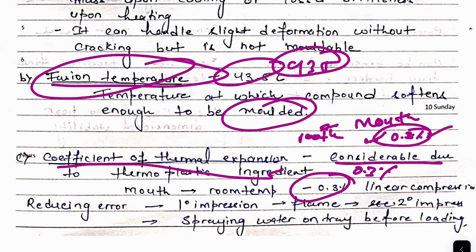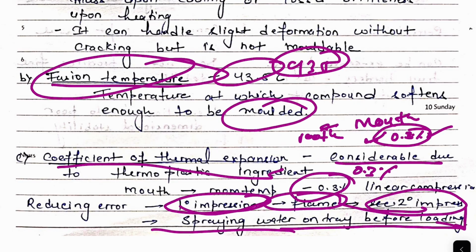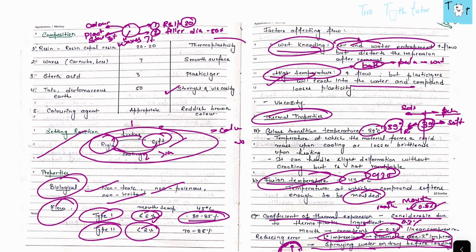To reduce this, we can take a primary impression, then put it over a flame, and then again take a secondary impression, so that will reduce the shrinkage. Or we can spray water on the tray before loading it. So we have a tray, we spray water on it, and then we load the impression compound over it. The part touching the tray will cool down first, and it won't undergo as much deformation.